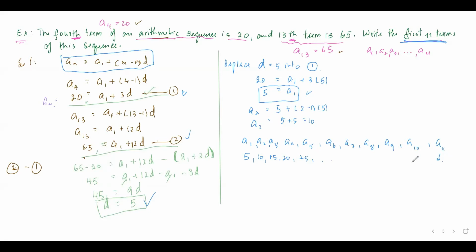Okay, this one I let you do it. That's it. So this line is going to be the final answer. You keep doing up to A11. Okay, so that's the example. Okay, we go to the next one.